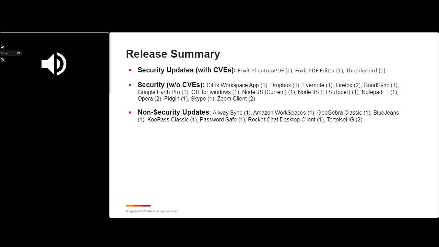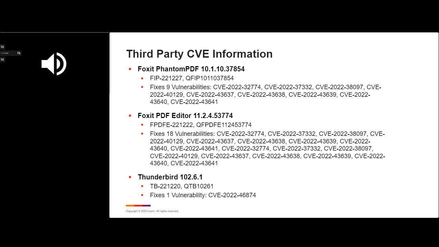There were a number of other updates, as you see there, but those were the ones that were for sure including CVEs. So Phantom PDF 10 included 9 CVEs resolved, the PDF Editor 11 is resolving 18 vulnerabilities, and Thunderbird 102.1 resolved 1 CVE in its release. So that was the 3 security-related updates that we saw after December Patch Tuesday.